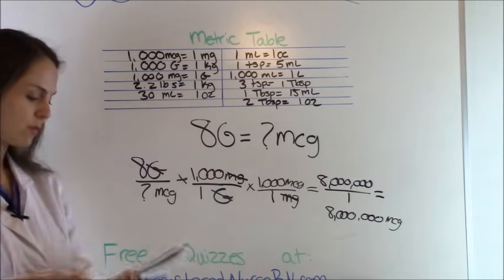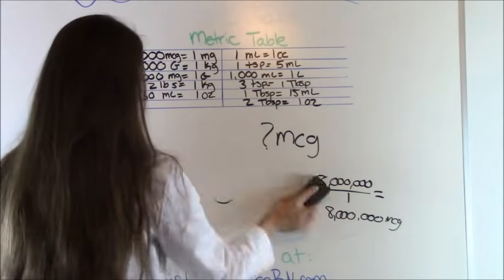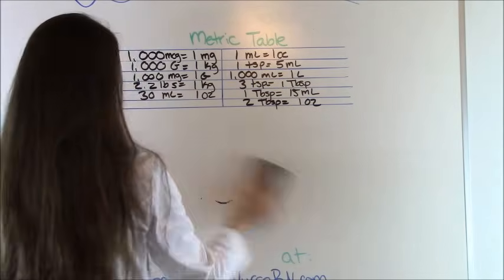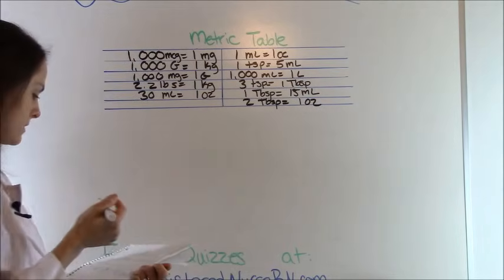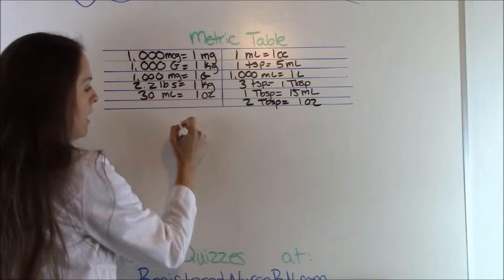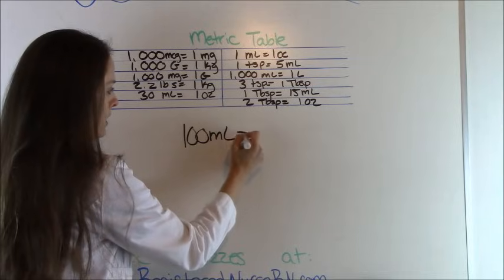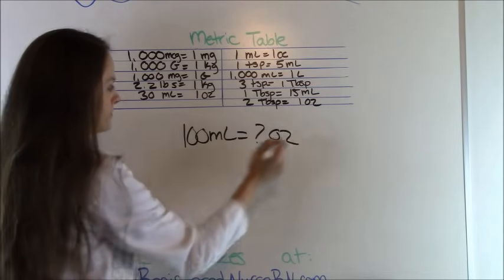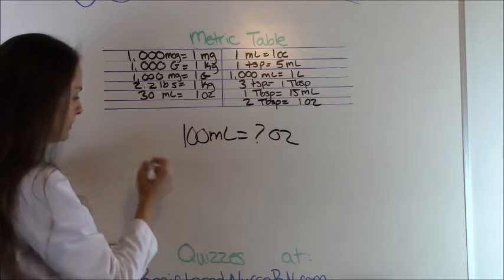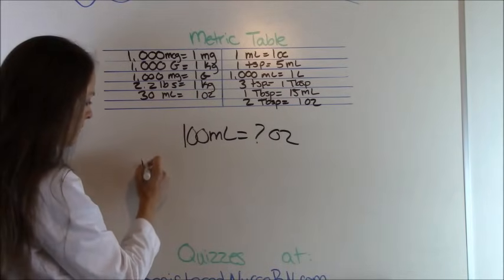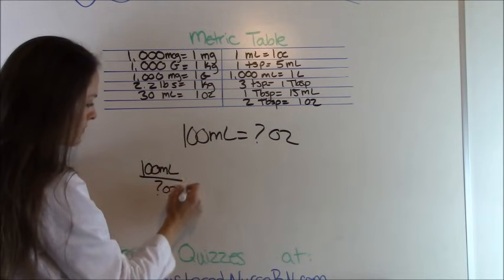Okay, let's do one more problem just to make sure you get the hang of it. This problem is 100 milliliters equals how many ounces? Again, we're going to set up our problem with what it's asking for. 100 milliliters equals how many ounces?